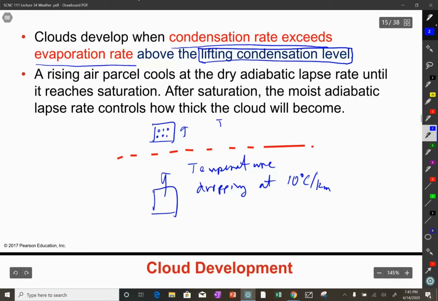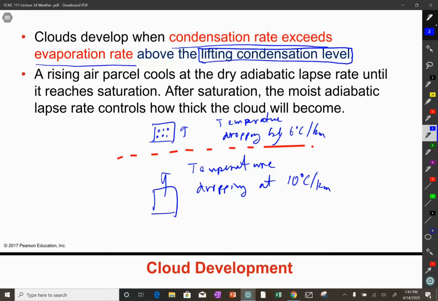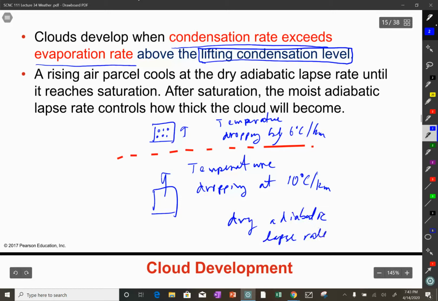And so now the temperature is dropping by 6 degrees Celsius per kilometer because now we're having the moist adiabatic lapse rate taking over. So this was dry adiabatic lapse rate. And up here, it's the moist adiabatic lapse rate.